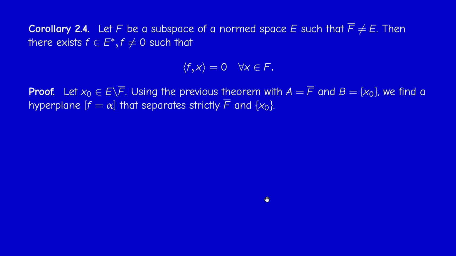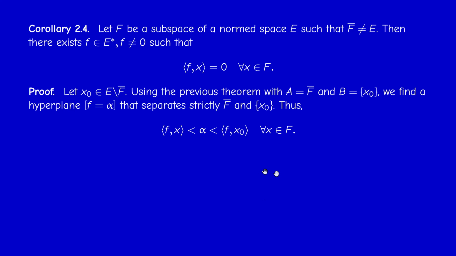So consider an element x0 not in F bar, because F bar is not E. Now we can separate the singleton x0 from the space F bar. x0 is convex and compact, and F bar is, of course, not compact, but it's closed. Actually, it's closed and convex because, once again, subspaces are always convex. Therefore we can separate them strictly by a hyperplane f equal alpha.